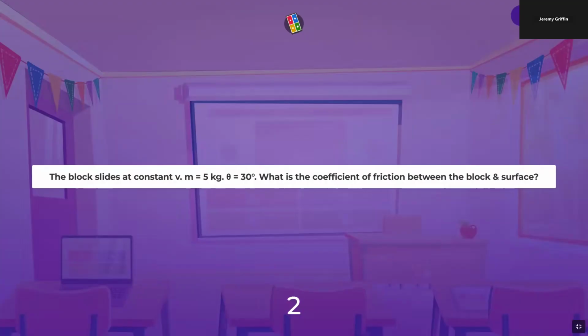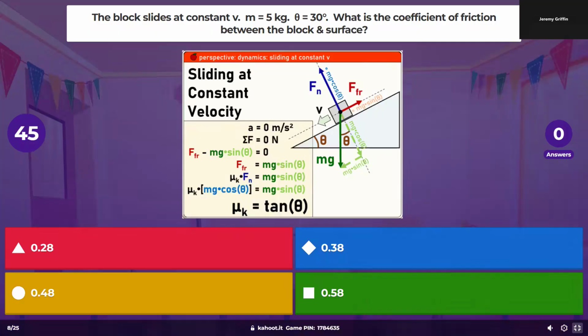Block slides at constant velocity. Got 5 kilograms, 30 degrees. What's the coefficient of friction? Okay, the whole answer is right here. You know the mass cancels out. It's right here. This is the answer. Can you do that right there?